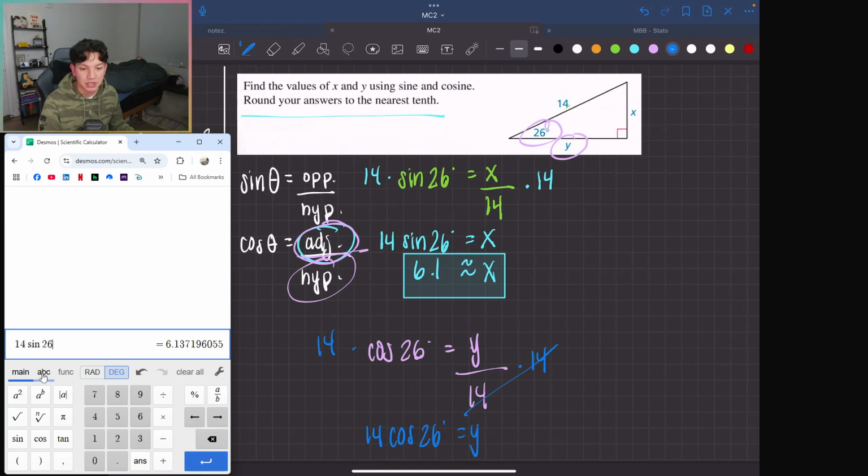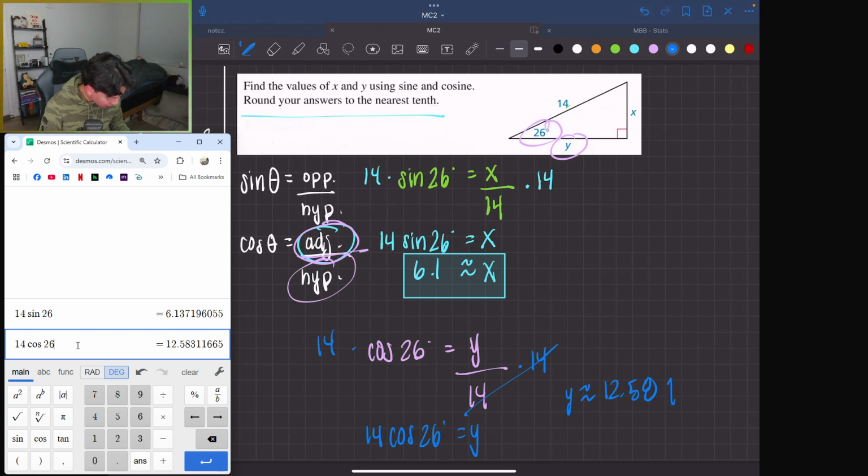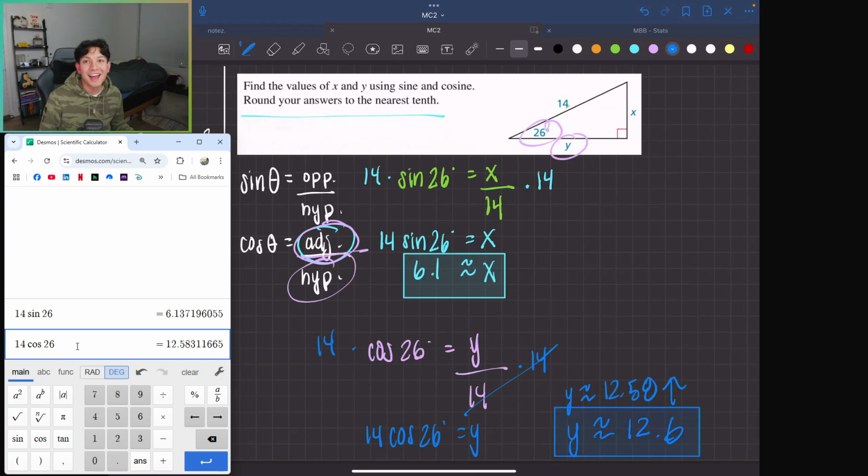And now let's pop this into a calculator. So 14 times the cosine of 26 degrees is going to give us a value. So y is going to approximate to 12.58, but to the nearest tenth, we're going to round up. So y is going to approximate to 12.6. And that's how we use the sine and the cosine trigonometric ratios to find missing side lengths.